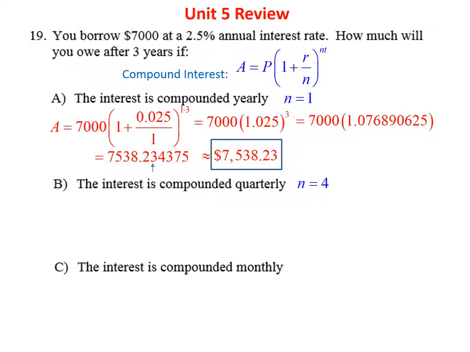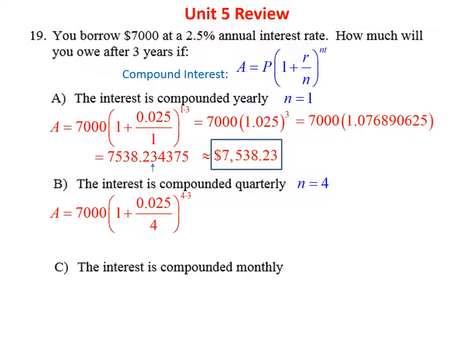Now we're going to do it quarterly. Quarterly means that we're going to do it 4 times a year, every 3 months. So in this case now, our equation changes. We put in the 4 here. Notice that the 2.5%, we divide it by 4, and we do it 4 times. So it still equals 2.5% for the year.